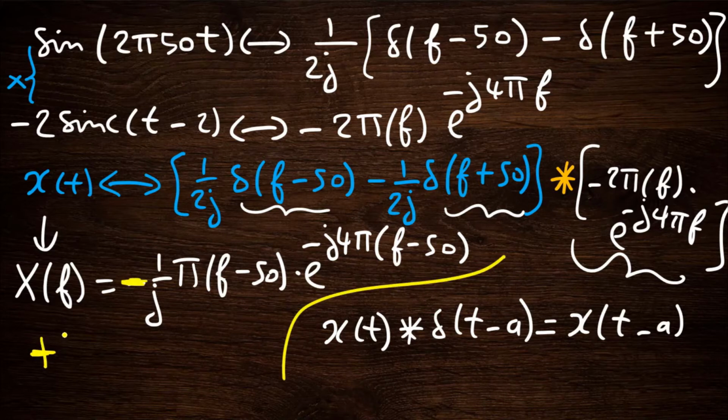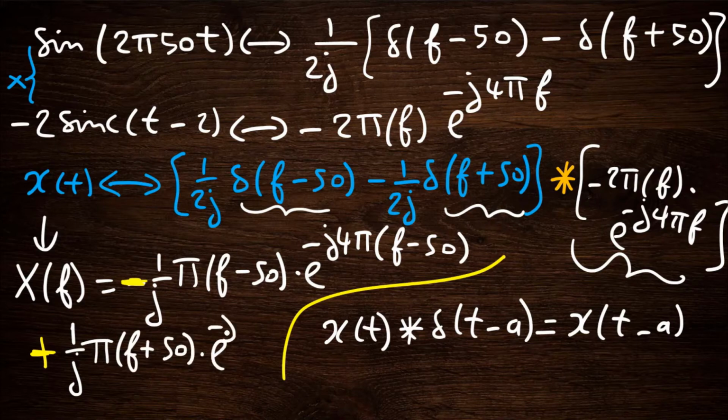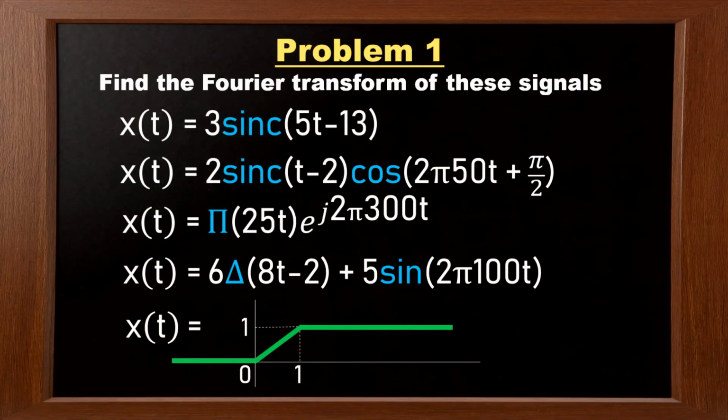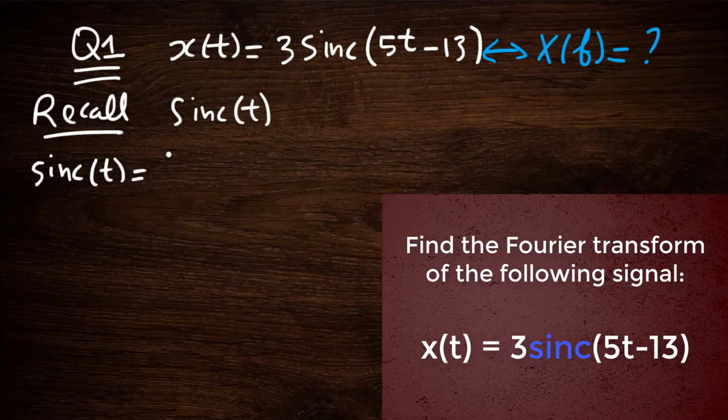And we do the same for this term. This is plus, because minus 1 over 2j times minus 2 is 1 over j. Shift it to the left by an amount of 50. So pi of f plus 50 times e to the minus j 4 pi of f plus 50. And that's it.